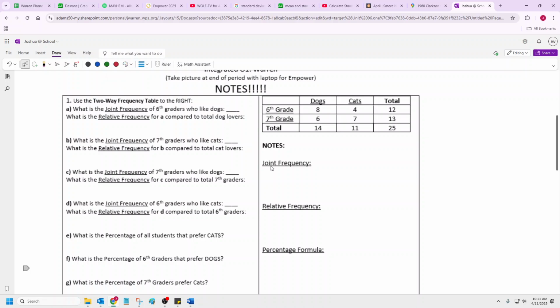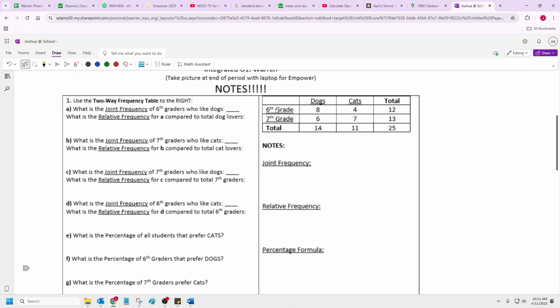Now let's look at the word joint. The word joint means shared. It's like joint banking accounts. So joint frequency, shared count. Shared between what? Well, let's talk about the two ways. Look at this table to the right over here. This table is dealing with two major populations. They're divided into age or grade, and then divided into what the question is.